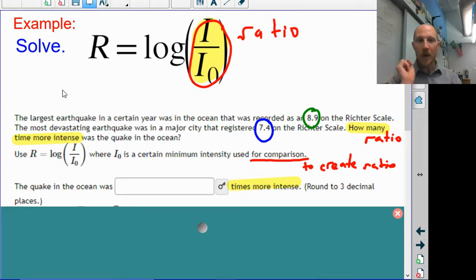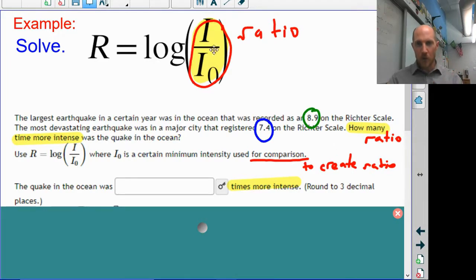We will never, ever need to know I all by itself, and we will never need to know I sub 0 all by itself. The way the Richter scale works is scientists go out, they measure the smallest possible vibration in the surface of the Earth that we can measure, and they call that I sub 0. It's some certain minimum intensity used for comparison, right? It's only used for comparison purposes. We don't need to know what it is. The only thing we ever use it for is to say, this earthquake was blah, blah, blah times more intense than this comparison value, right?